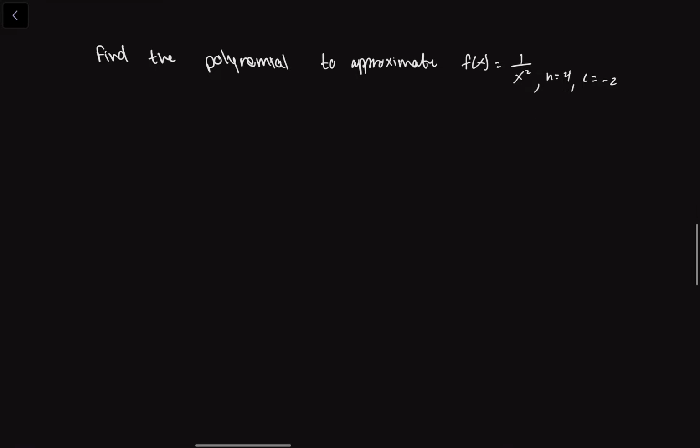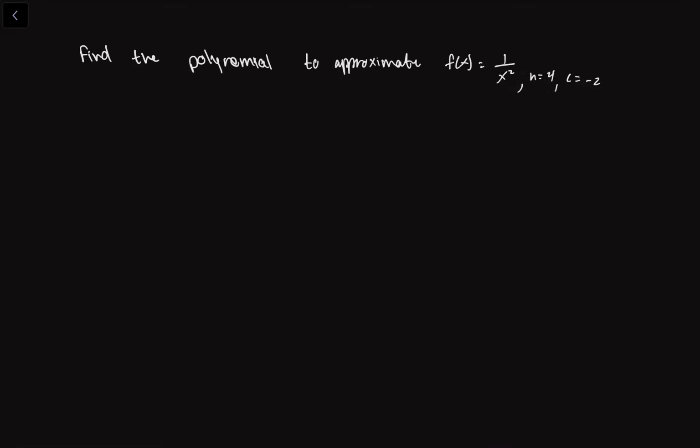So let's look at now finding the polynomial to approximate f of x equals 1 over x squared when n equals 4, c equals negative 2. So this is no longer a Maclaurin polynomial because now we are centered at a different point, right? So p sub 4 of x, let's just write it out. It would be f of 0, no, not 0, f of c. And what was c? Negative 2.